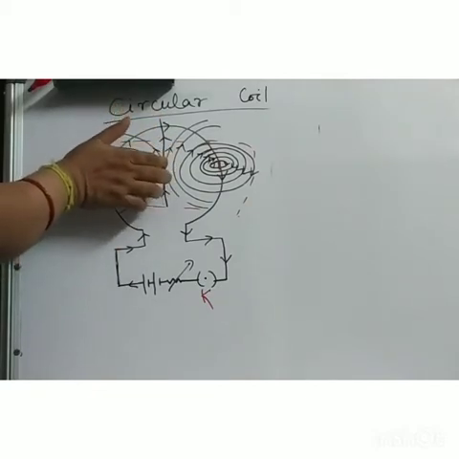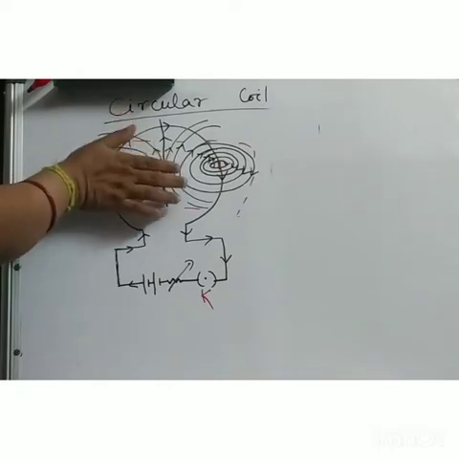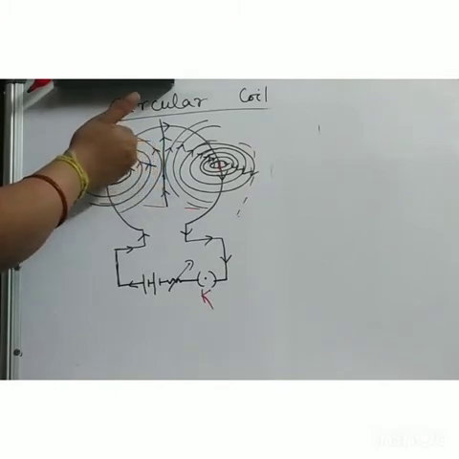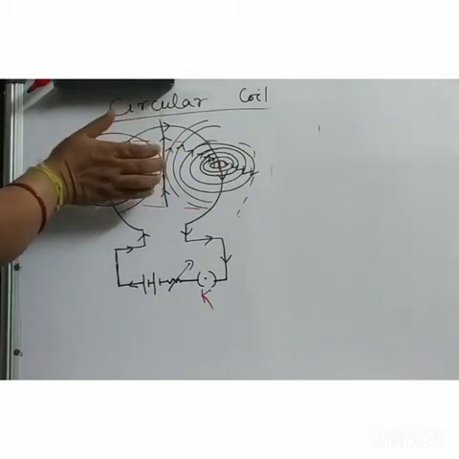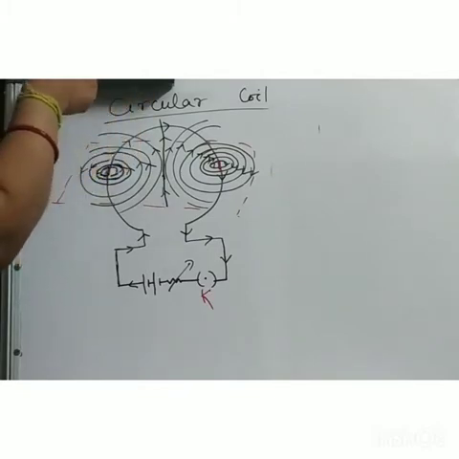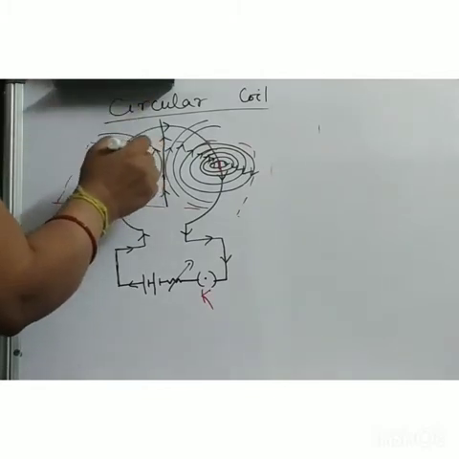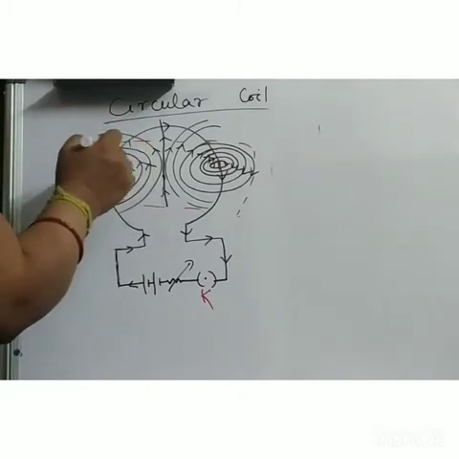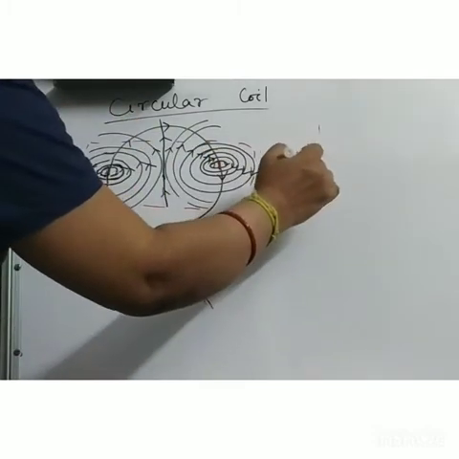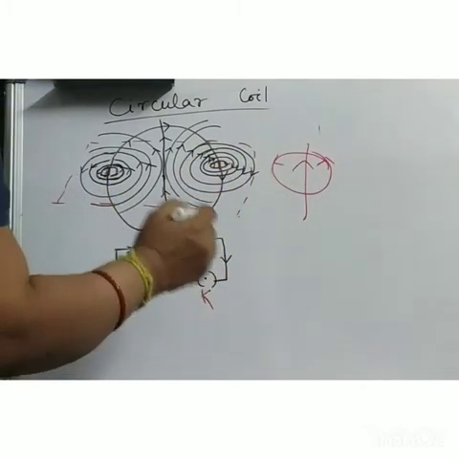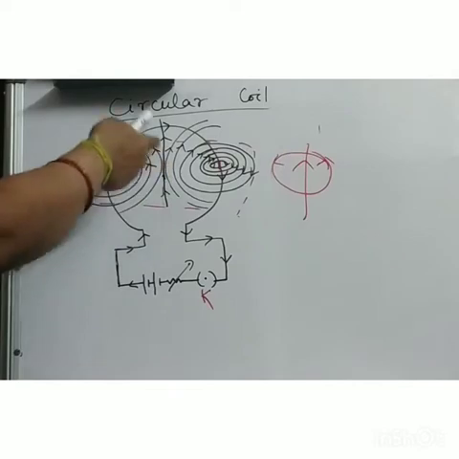Okay. Now hold your hand like this. The thumb will be along the current direction. Now curl your fingers, and you will get your magnetic field like this. From here it is going inside and from here it is coming out. See the magnetic field lines. If the current goes like this, what are your magnetic field lines? It will be like this, anti-clockwise.